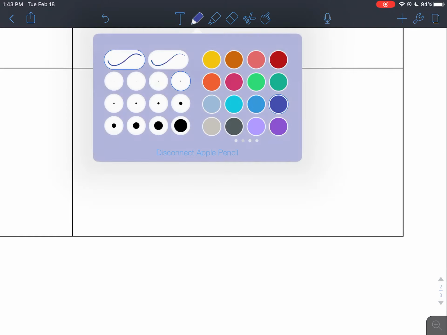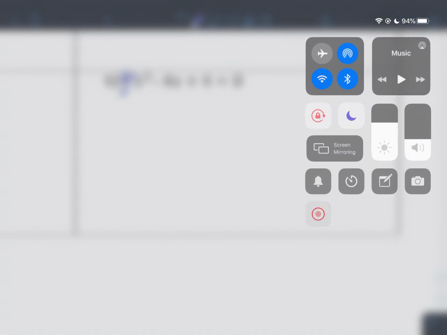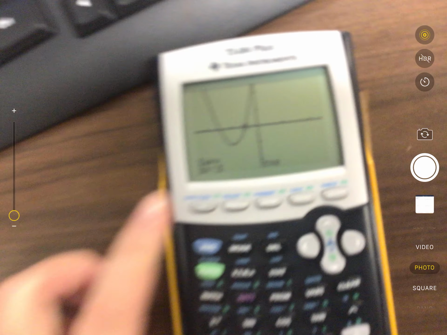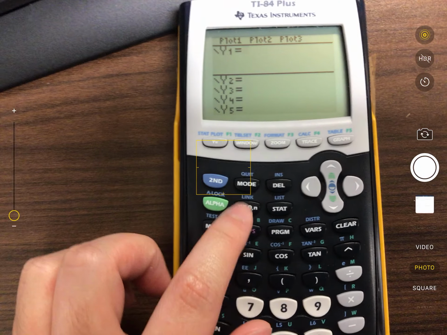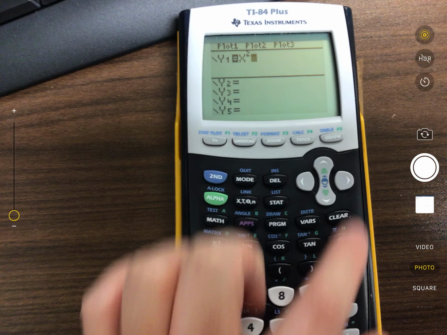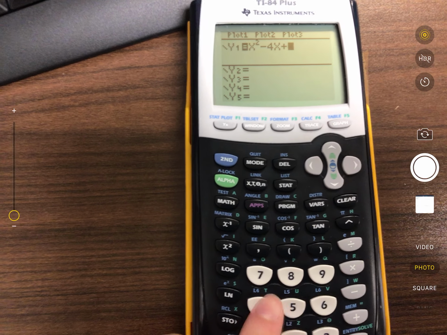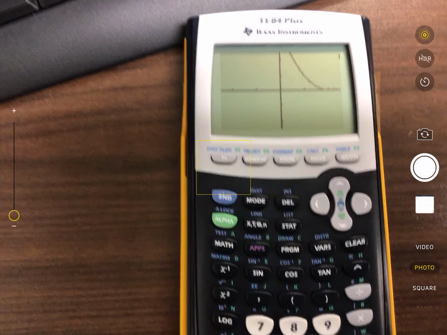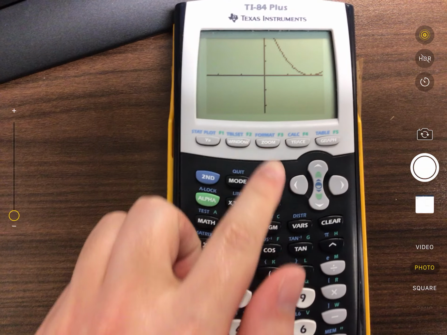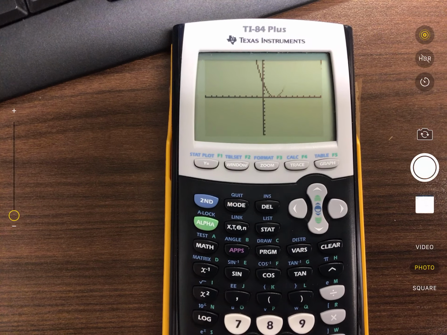Our last problem, number 10. On this one, since it's all set equal to 0, we're going to plug it into y equals. Okay, so let's do this one together. Go to y equals. We have x squared minus 4x plus 4. Go to my graph. Okay, and here, since I still am zoomed in, I'm going to go ahead and bring it to my normal screen. So I hit zoom 6.